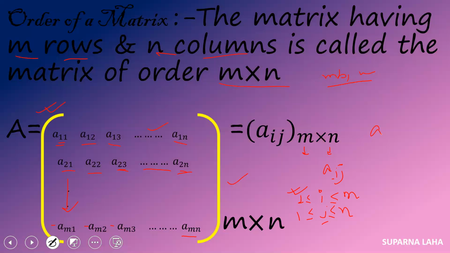So what do you mean by A23? That means this element is present in the second row and third column. So this is the element of second row and third column. That means this portion. Okay, so like that, A24, second row, fourth column. That means just after this one. A31, third row, first column. That means just after this value. Sorry, A31.